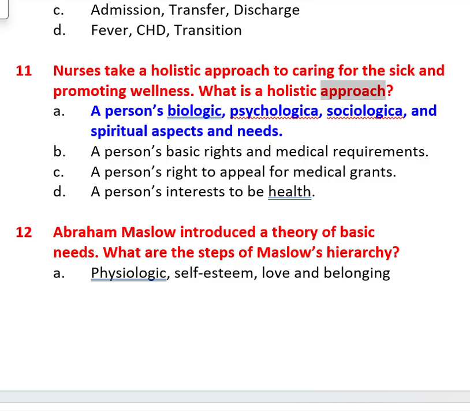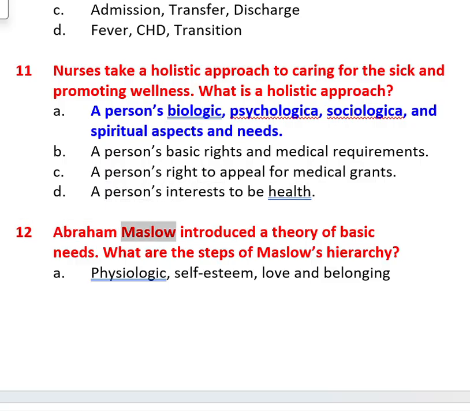11. Nurses take a holistic approach to caring for the sick and promoting wellness. What is a holistic approach? A person's biologic, psychologic, sociologic, and spiritual aspects and needs. A person's basic rights and medical requirements. A person's right to appeal for medical grants. A person's interests to be healthy.